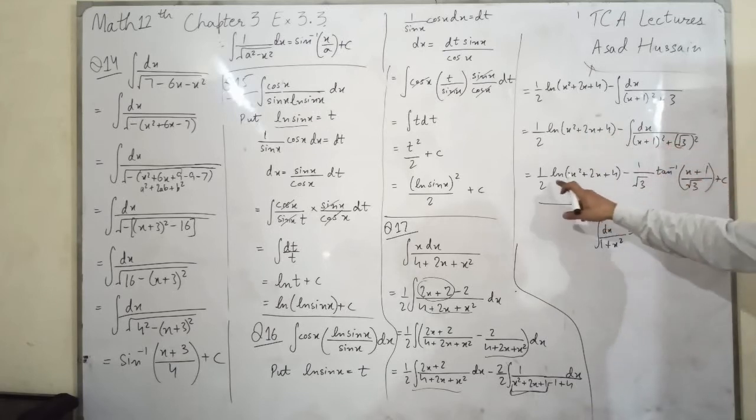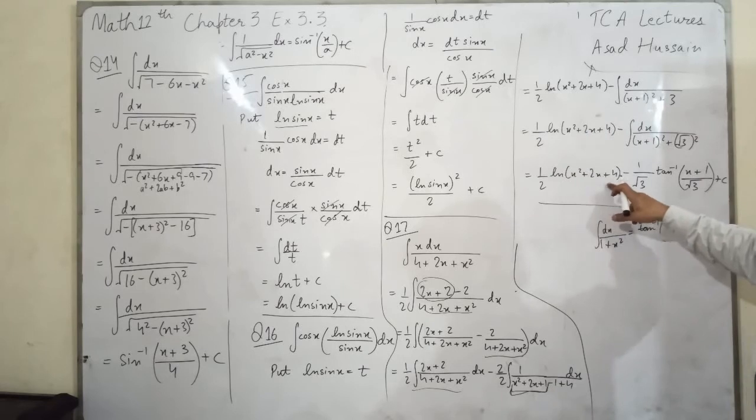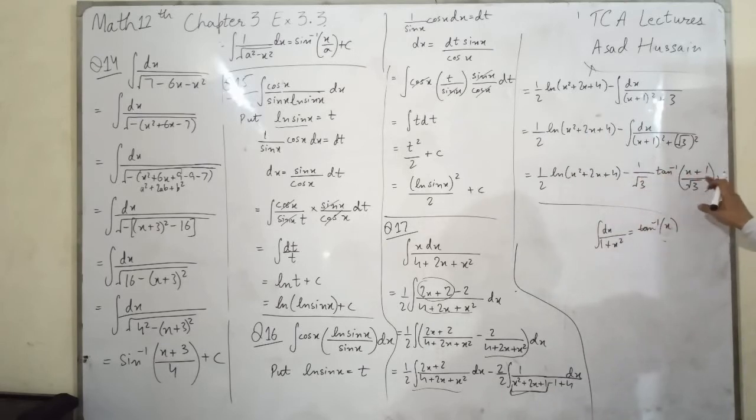We will get 1 over 2 ln x square plus 2x plus 4 minus 1 over under root 3 tan inverse x plus 1 over under root 3 plus c.